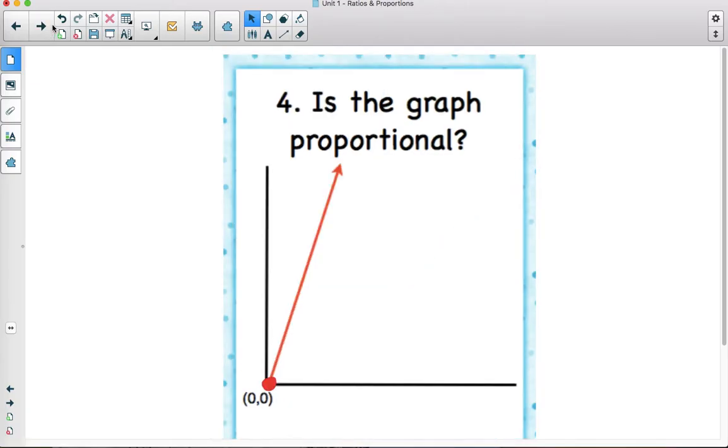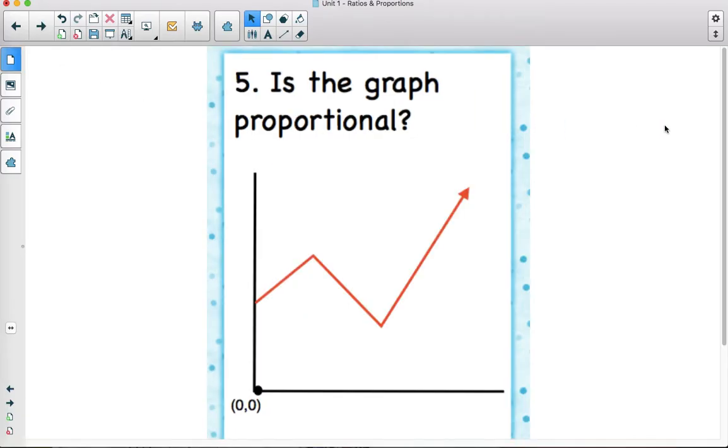Number 4, go ahead and take some time, think about this one. Okay, this one is proportional, so it will have a constant of proportionality. It is proportional because it starts at the origin, it starts at 0, 0, and then this is a straight line, so it is proportional.